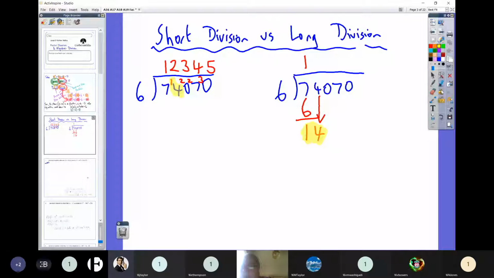Okay, we then start again. We say how many 6s go into 14, and that's 2. That's 2. But we then do 2 6s are 12. 2 times 6 is 12. We take away that 12 to get 2. And then we bring down the 0. And again, hugely long-winded. We would never really do this in normal life.